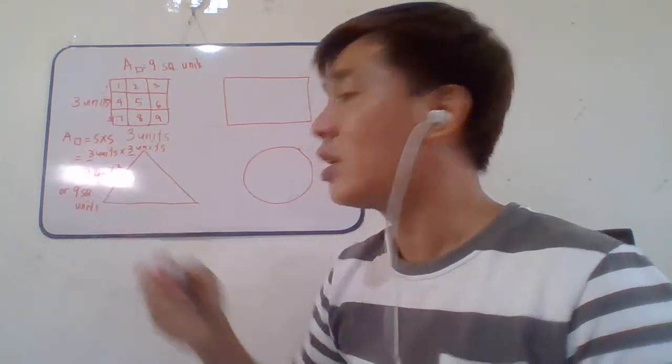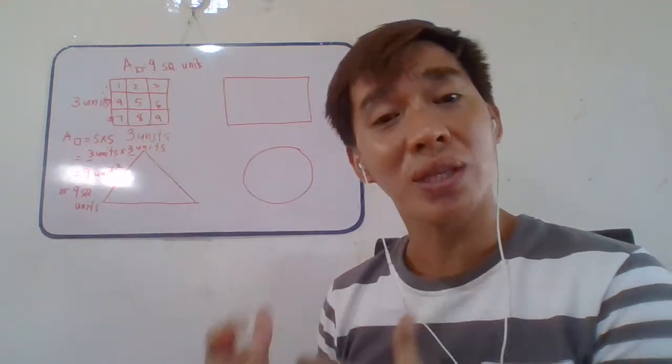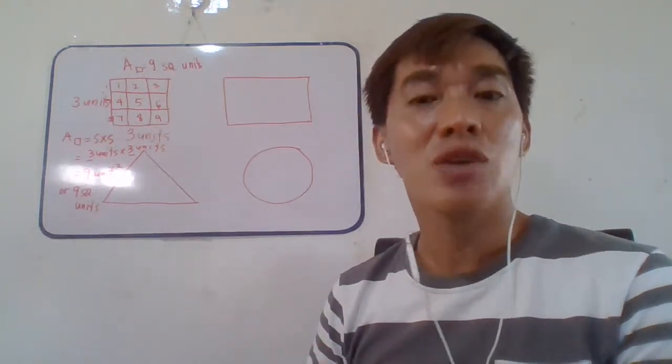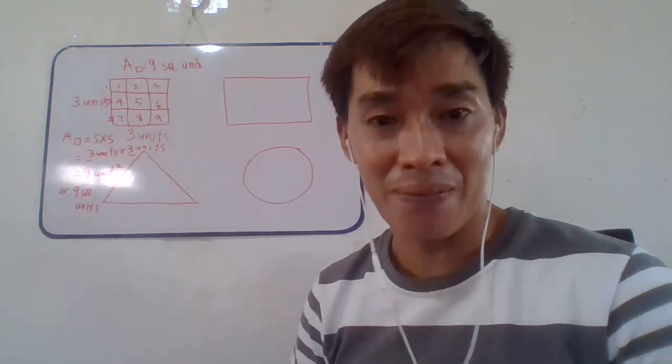That's still the same. So therefore, when we are getting the area of the square, we will just multiply the side, multiply one side by another side. That will give you the area of the square.